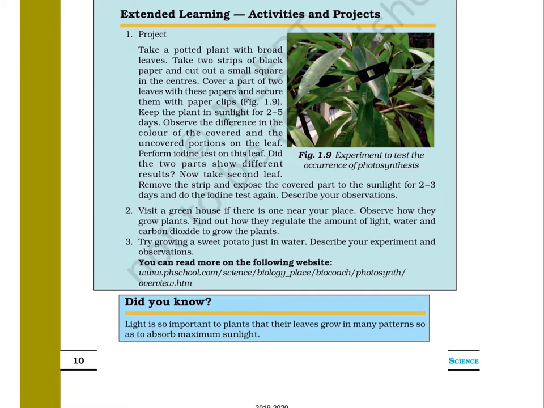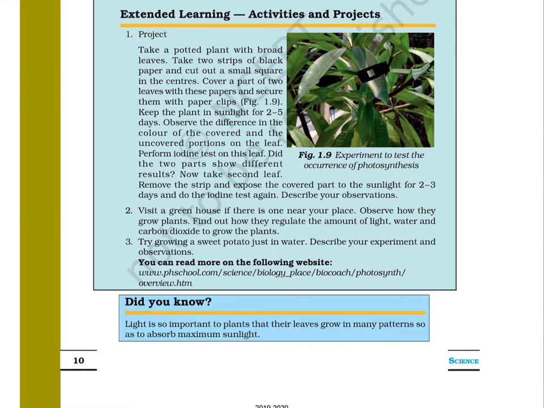Observe the difference in the color of the covered and the uncovered portions on the leaf. Perform iodine test on this leaf. Did the 2 parts show different results? Now, take second leaf. Remove the strip and expose the covered part to the sunlight for 2 to 3 days and do the iodine test again. Describe your observations.